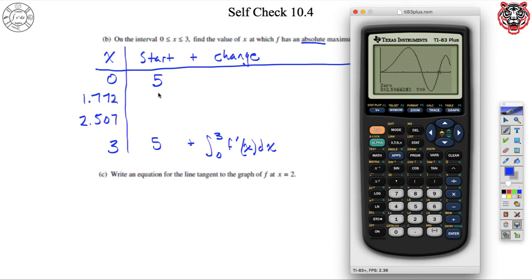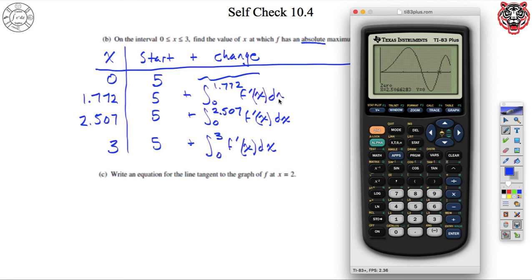2.507. And again, both of those will have starting values of 5. This one is not going to have any change because it's from 0 to 0. This one is going to be plus the integral from 0 to 1.772. This is going to be plus the integral from 0 to 2.507. All of these are f prime of x dx. And now we need to find these.